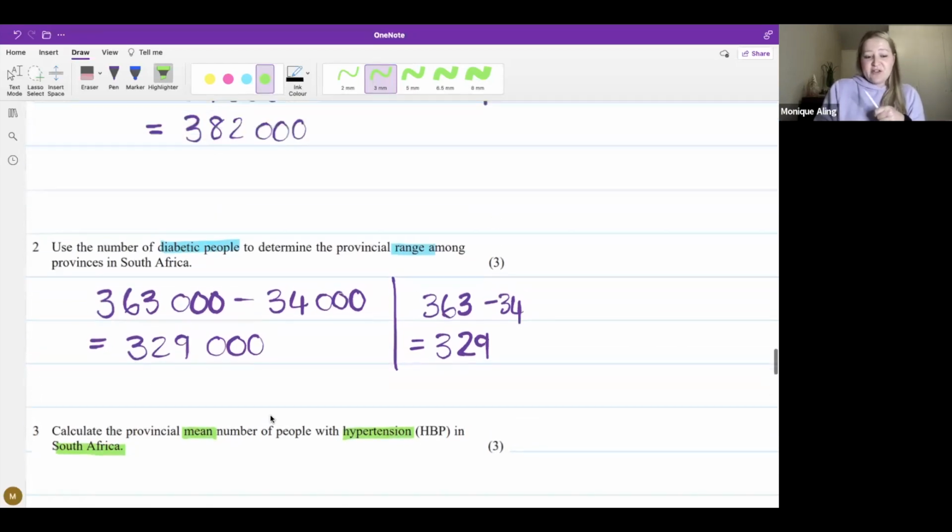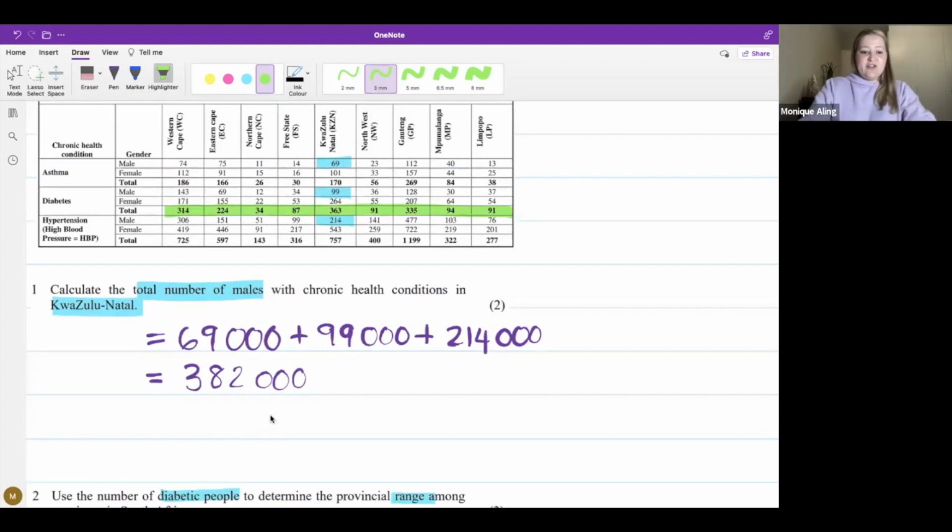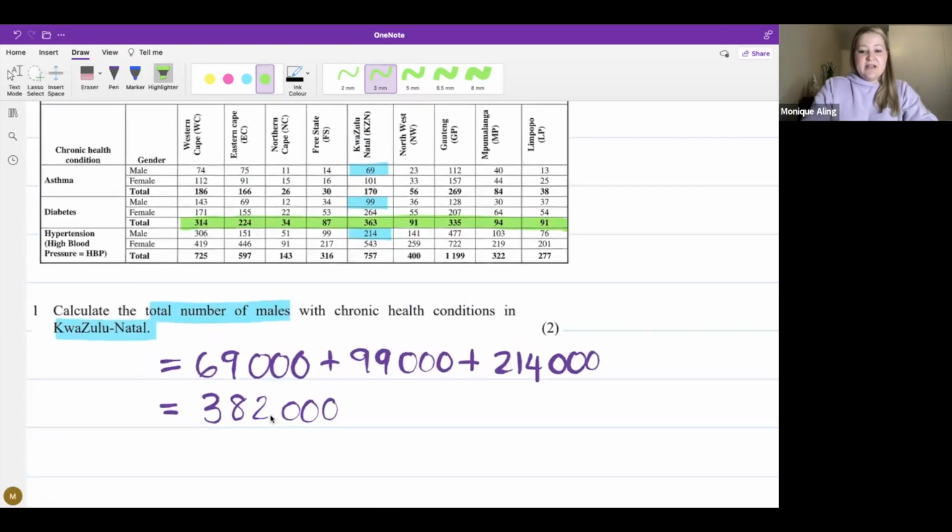So I'm going to go back to the screen. Okay, and we're looking for hypertension specifically. We need to work out the average. Okay, so hypertension is our last chronic health condition listed, and I'm going to highlight the totals for you just so it's easy to see. It is in yellow. I'm going to ask you guys to please work out the mean for me there. It's going to take a bit of time, so I'll give you a few minutes.